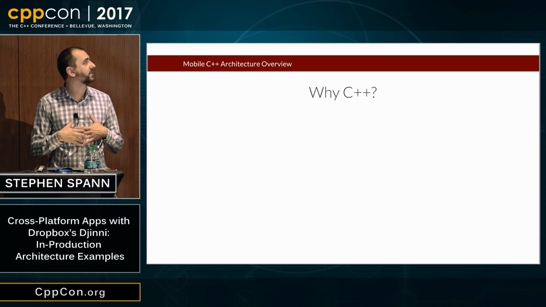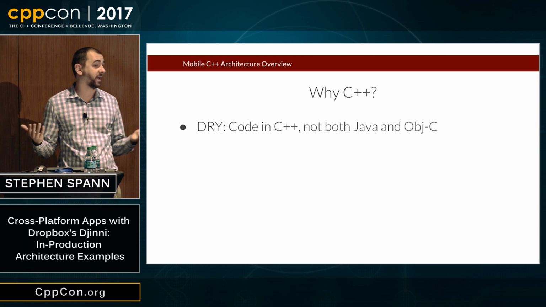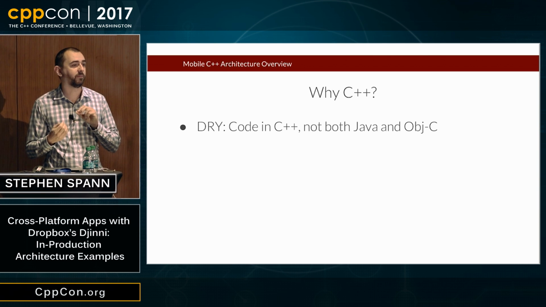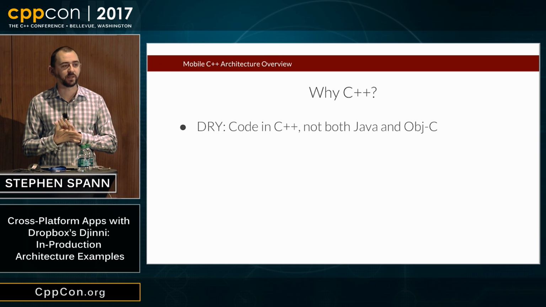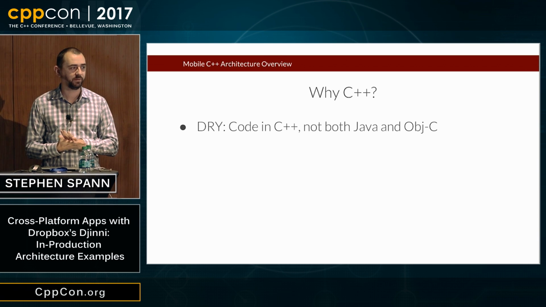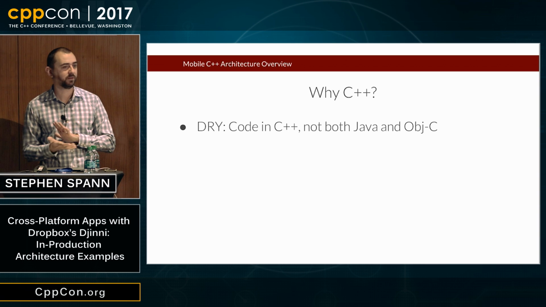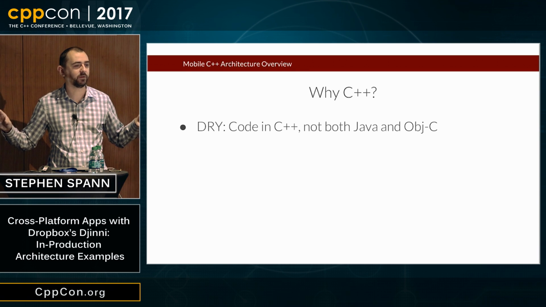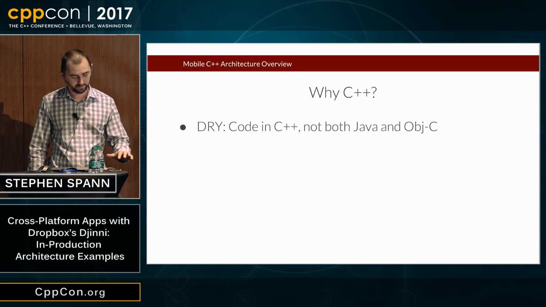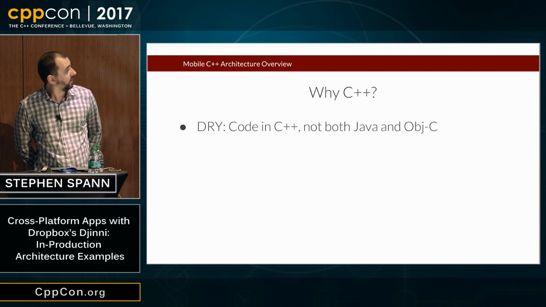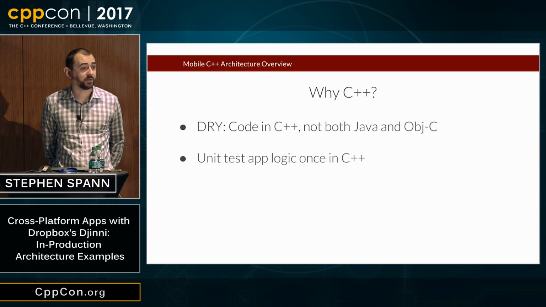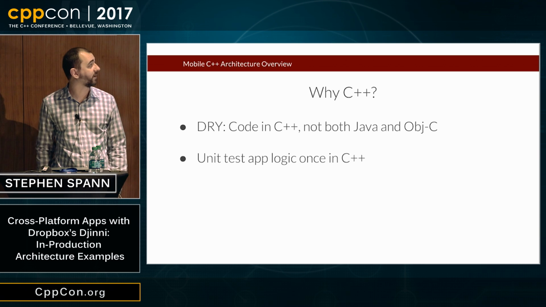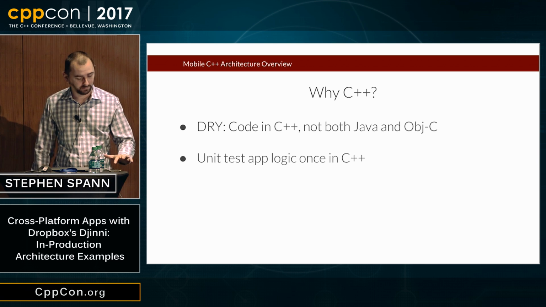A lot of it, my main reason, is the DRY philosophy: don't repeat yourself. There's a lot of code that goes into apps that doesn't need to be coded in Objective-C and Java. We can abstract that into C++ and reuse it for both platforms and concentrate on UI for Java and Objective-C development. If you're into unit testing, you can unit test all your C++ code once before it goes to the different platforms. I've delved a little bit into that, and it's worked out pretty well.